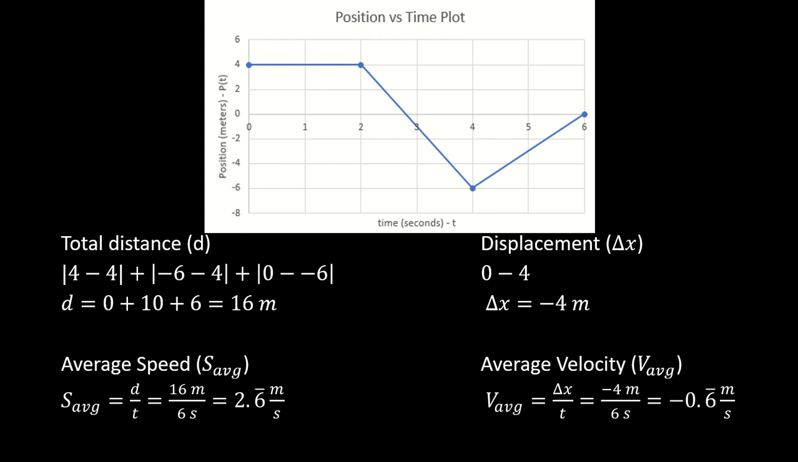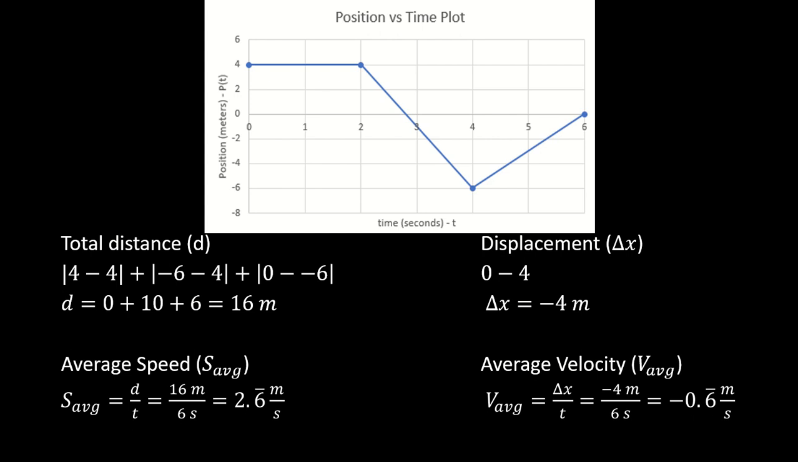If we were asked to solve for its displacement, all we care about is, from some time range, what was its initial position and what is its final position, and take the difference of the final minus the initial.